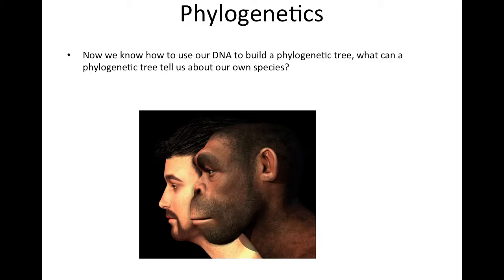So now we know how to use our DNA to build a phylogenetic tree. What can a phylogenetic tree tell us about our own species? Over the next few slides, I'm going to cover a few key terms with you and teach you how to read a phylogenetic tree. This is a skill you'll need for the practical later, where we will look at our own ancestry and at other organisms that are closely related to us.